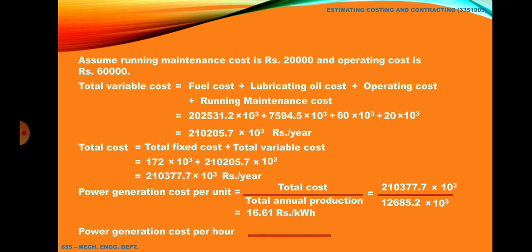Now, power generation cost per hour, which is equal to total cost divided by total annual hours. The total cost we have is 210,377.7 into 10 raised to 3 rupees, divided by the annual hours we have, 8,760. So it is equal to 24 into 10 raised to 3 rupees per hour. So the power generation cost per hour is approximately 24,000.